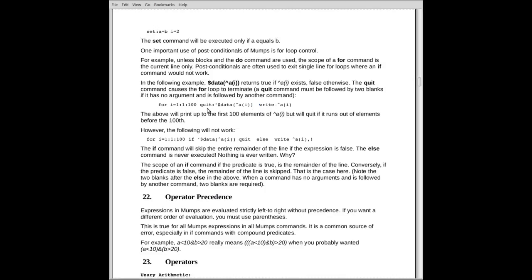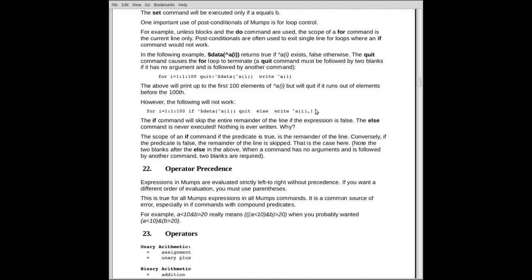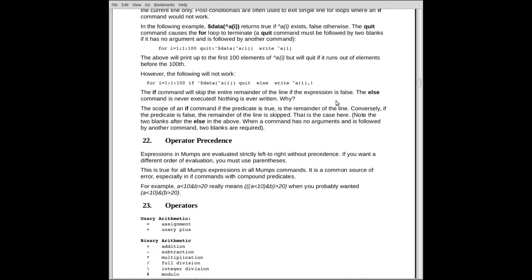So this thing here will go through attempting to print up to 100, but prematurely terminating if it runs out of elements. The problem here is we couldn't use an if statement. The logical thing is let's put an if statement there and ask if it exists, if it doesn't. Well, this is what it would look like, and it wouldn't work. So if we come along, there's the loop for I equals 1 by 100. If not $data quit. Doesn't that make sense?